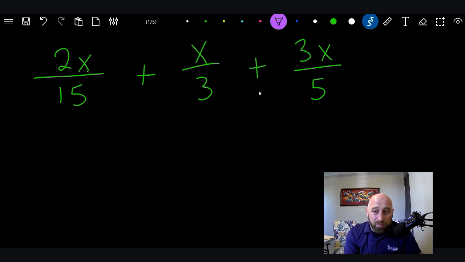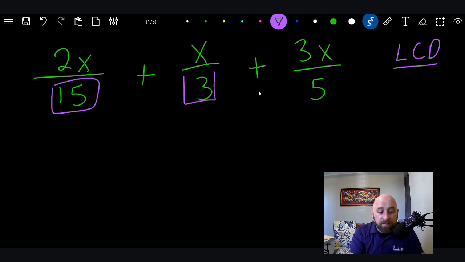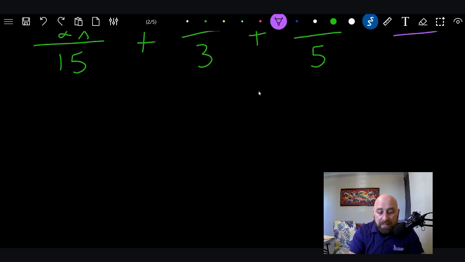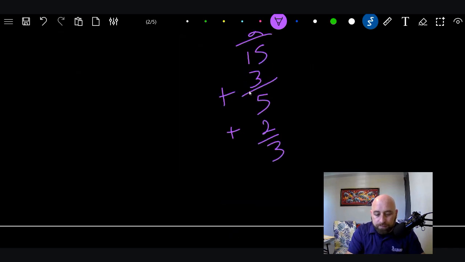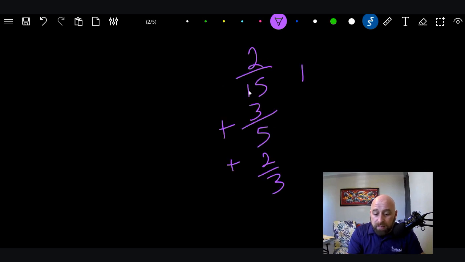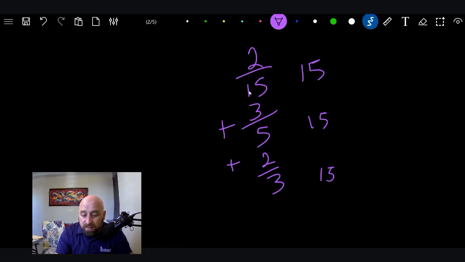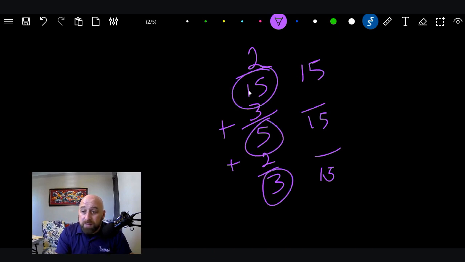I'm going to start off with a really basic question right here, okay? This one has no letters in the denominator, so it's going to be quite easy for us to find the LCD. So our numbers are 15, 3, and 5. If I had 2 over 15 plus 3 over 5 plus 2 over 3, you pretty easily would know that the LCD is 15, right? We got to take all those to 15. 3 goes into 15, 5 goes into 15, 15 goes into 15.